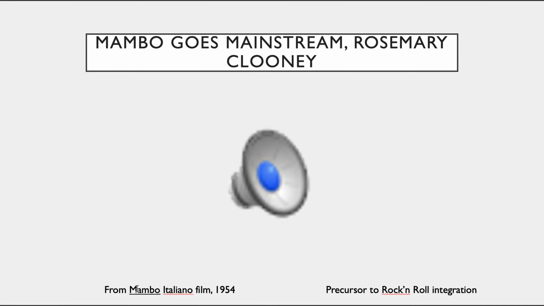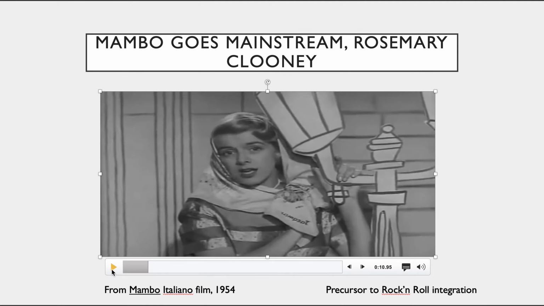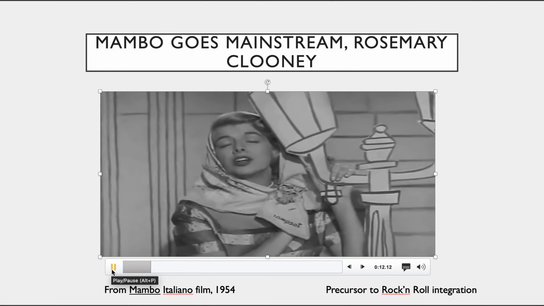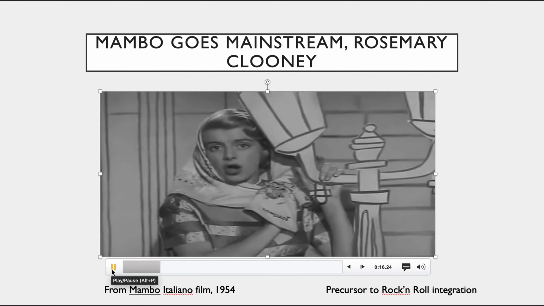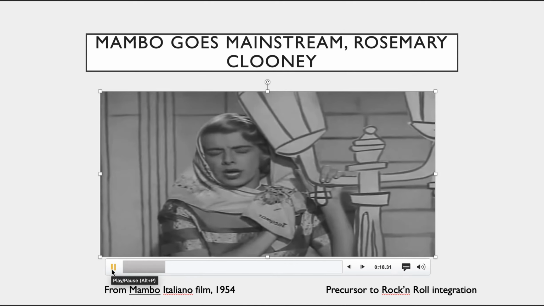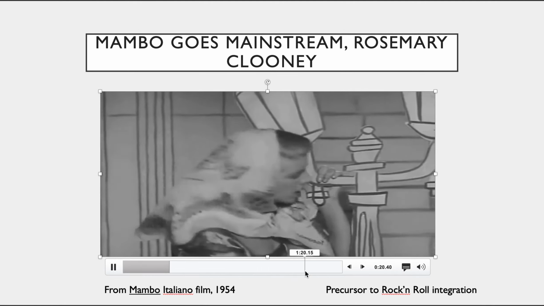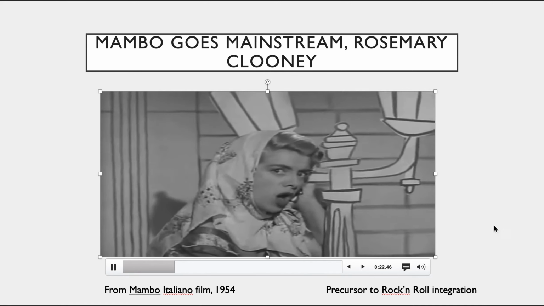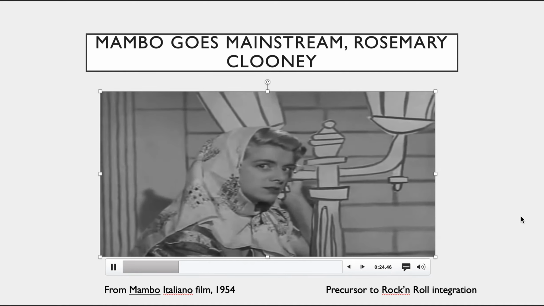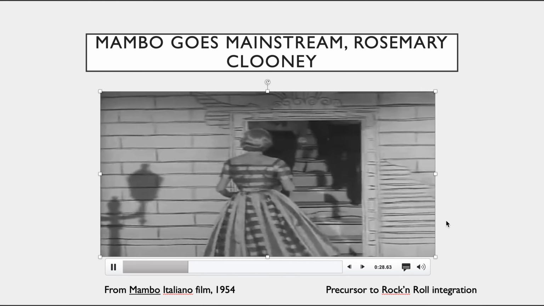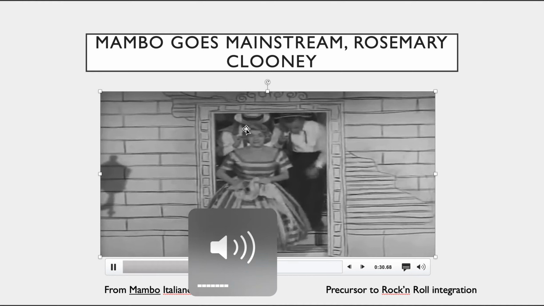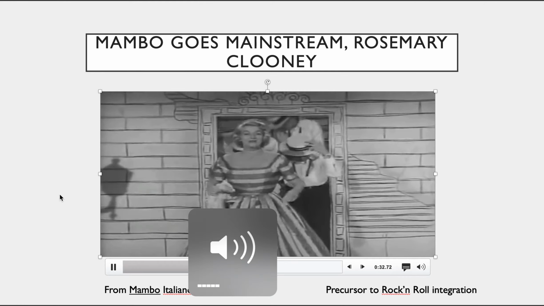Now, by the 1950s, it's verifiably a mainstream movement because you've got Rosemary Clooney here, and of course, the famous Clooney actor of today, George Clooney. So that's his mom. Was a singer in the 50s, and she's doing Mambo Italiano on film. And so this is a little excerpt of that.